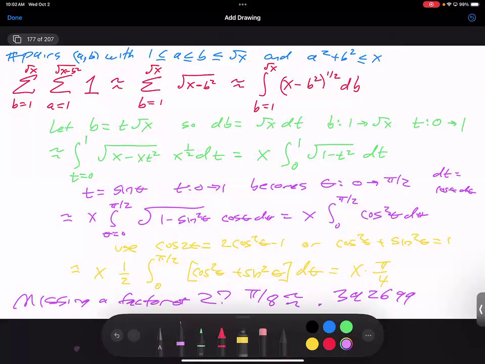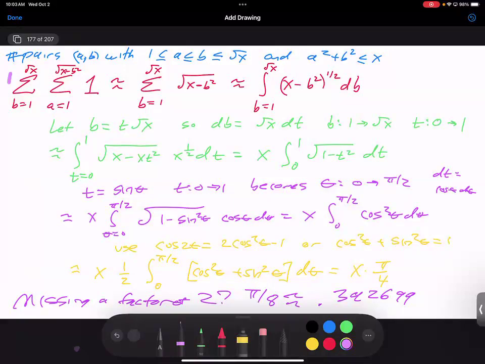What's the easiest way to get rid of double counting in the sum? So does everyone agree that this sum is going to double count? It's looking at all pairs a and b such that a squared plus b squared is at most x, not all pairs a and b with a squared plus b squared at most x and a at most b. So I'm double counting. Approximately, what do I need to do to get rid of the double counting? Yeah, just multiply by half.